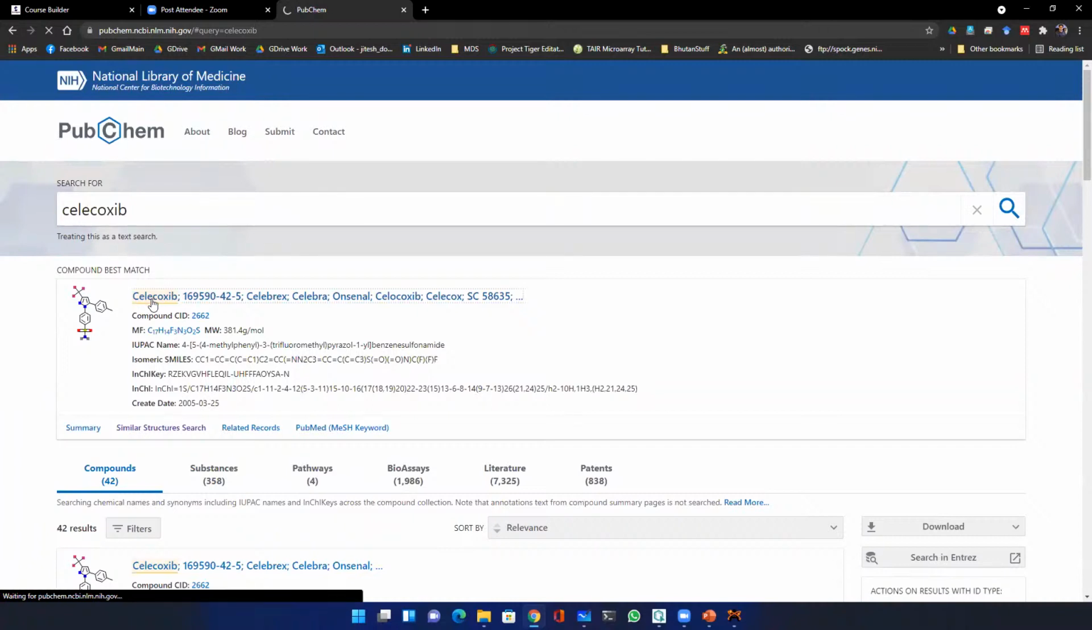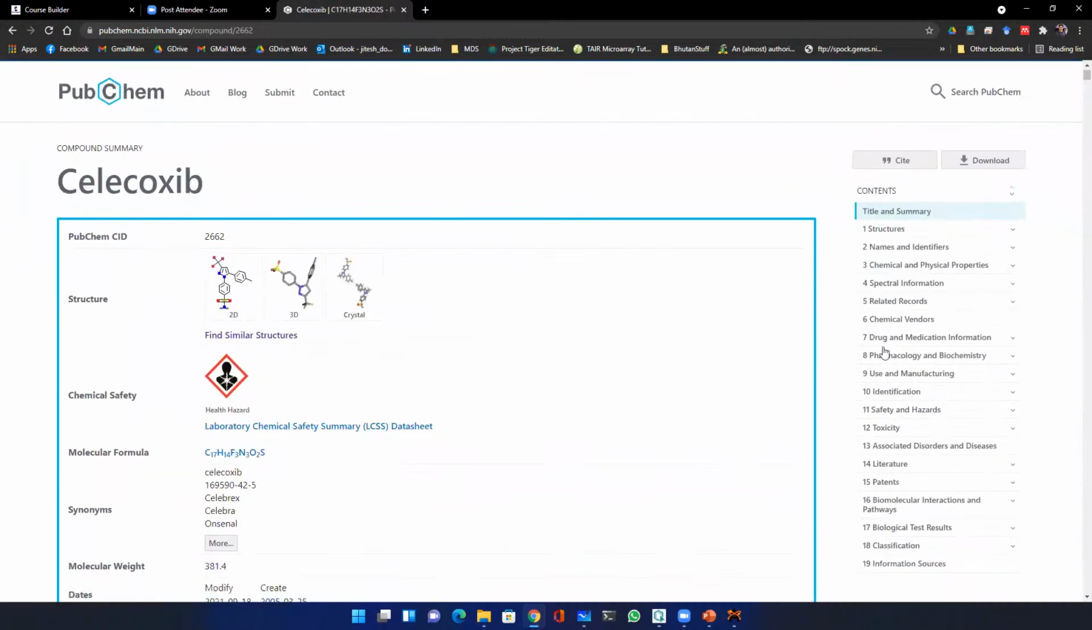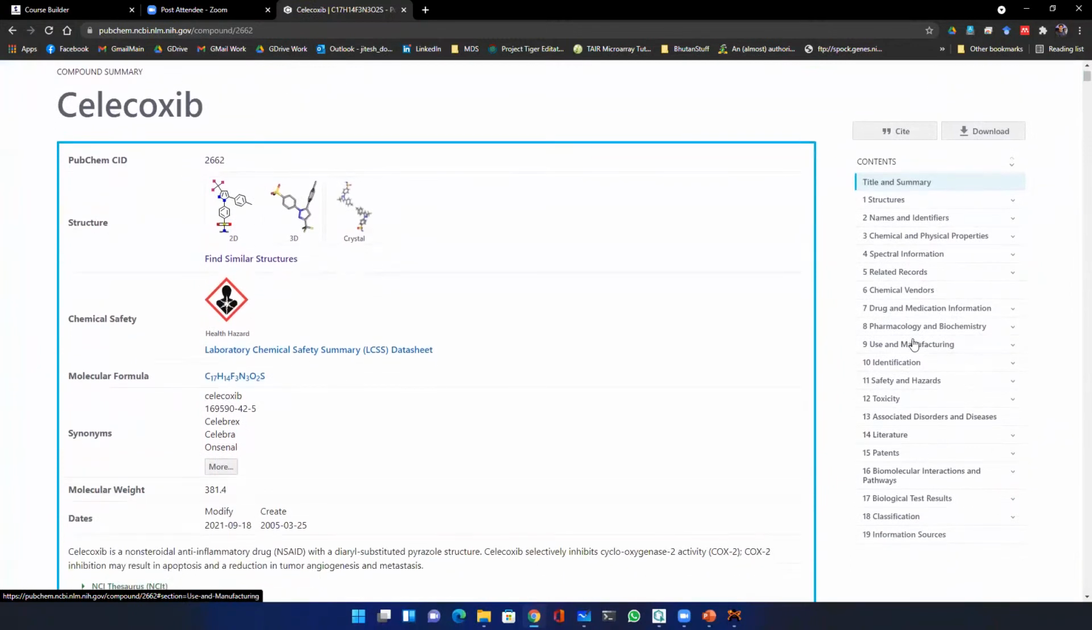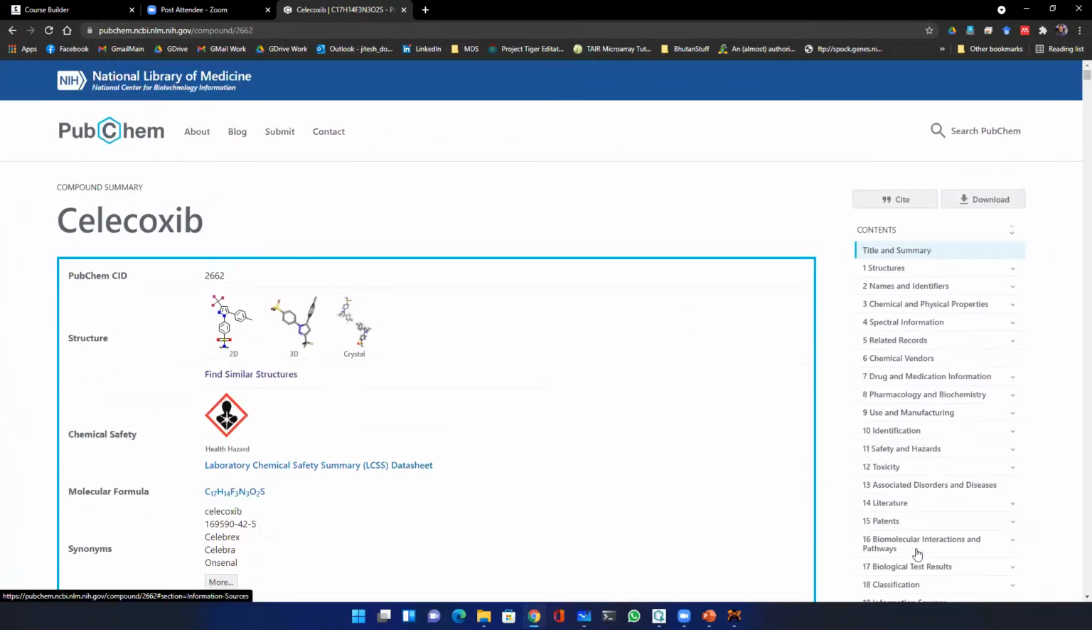When you click on this entry, it will show you a large amount of details about this molecule. All the details are classified into different classes. You have structures that you can download. You have different names and nomenclature with which the molecule is known. You have different chemical and physical properties known for this molecule. A lot of spectral information, how the spectra would look like, and a lot of other things are there. If it is a drug, you will see the drug and medication information, its pharmacology information, its biochemical information, a lot of things. Right now, we are not interested in that. Right now, we just need the structure.